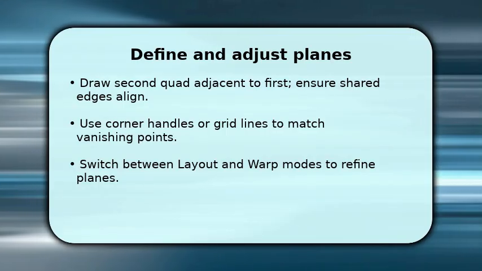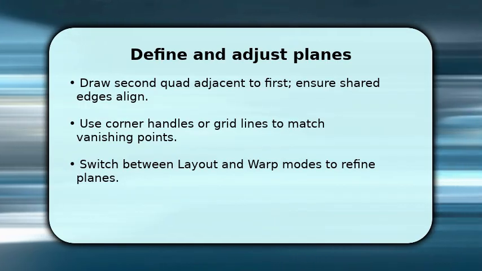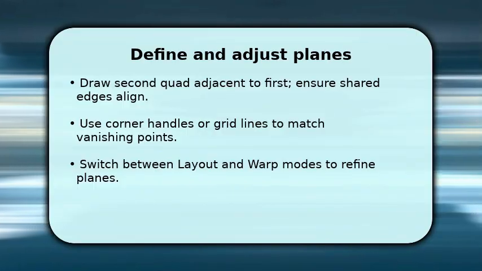first plane. You'll switch to layout mode to tweak grid lines and match the image's vanishing points. Do this because accurate grid alignment makes the warp realistic. Once your planes are defined, switch to warp mode to pull corners and edges until the object looks straight or correctly foreshortened. Make small nudges. Large jumps create distortions that are hard to fix later.